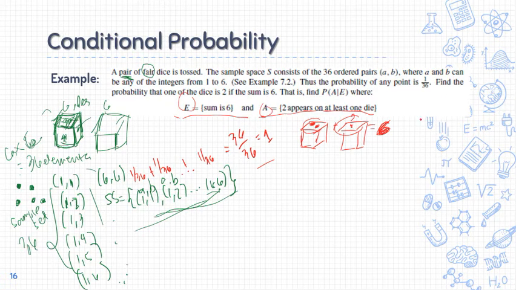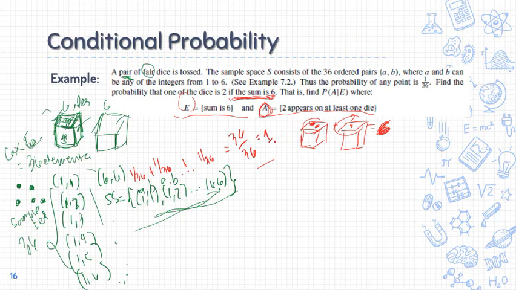Now, basahon nato ang problem. Find the probability that one of the dice is 2 if the sum is 6. So, kani siya nga term, if the sum is 6, meaning gihatag na daan ang event nga ang sum is 6. Okay? So, ang E ang gigiven, kay siya man ang gihatag. And then, ang A kay ito man ang gipangita sa problem.